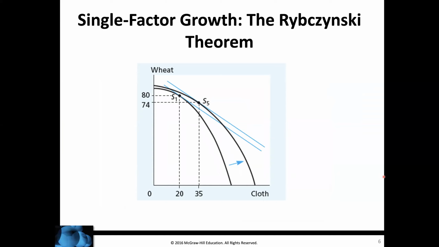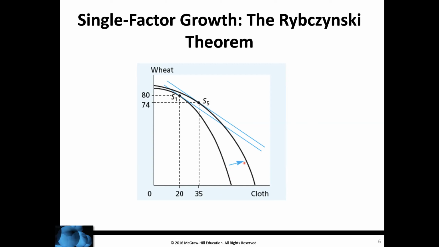Let's take a quick look at the Rybczynski theorem by looking at this graph. In this single factor growth example, let's assume that we have an increase in labor. And so that increase in that factor, the input of labor, we would expect to affect the production of a product that is more labor intensive.